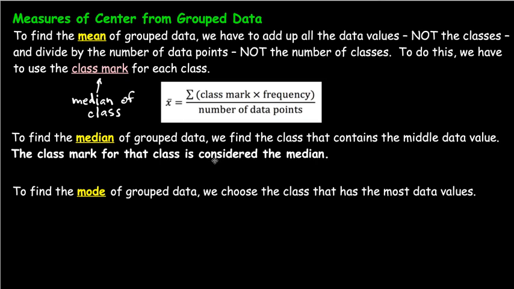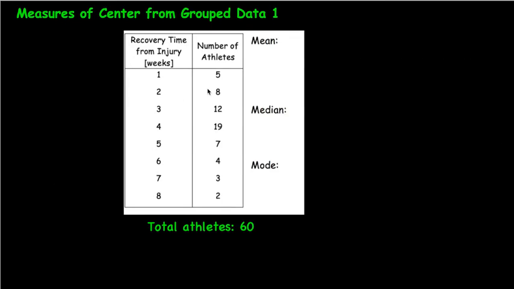To find the median of group data, we just report the class mark for where the middle value would be. And then to find the mode of a group set of data, we find the class that has the most data values. For a histogram, that's really easy. That'll be your tallest one. And we report that as the modal class, or we could also report the class mark as the mode. So here are our definitions of how we deal with this. Let's look at a couple of examples.